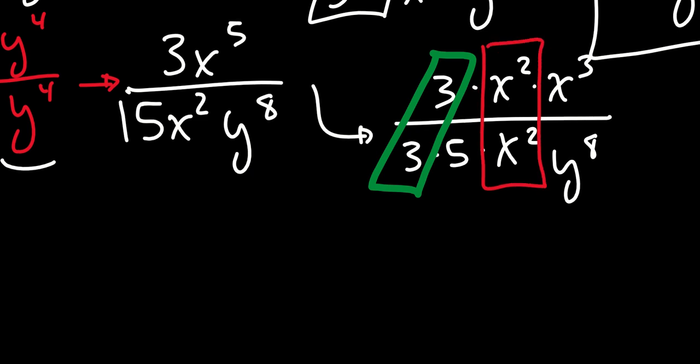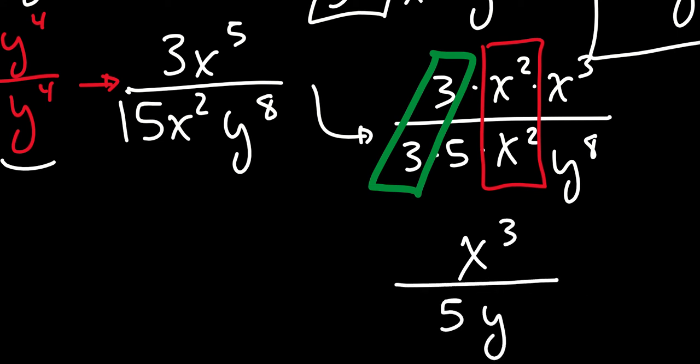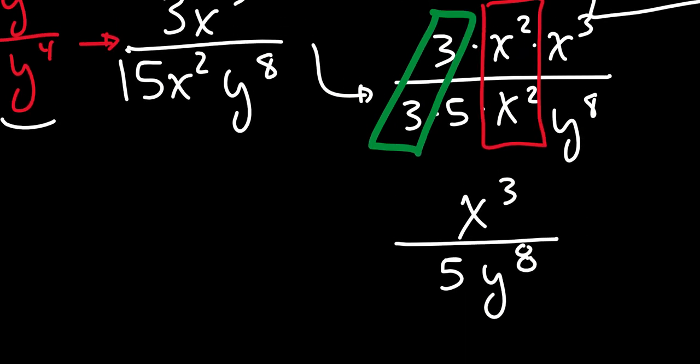So the only thing that I'm left with in my answer is, in the numerator I've got an x cubed, and in the denominator there is a 5, and there is a y raised to the 8th power. So that was the answer to part C, and that's the end of page 1.